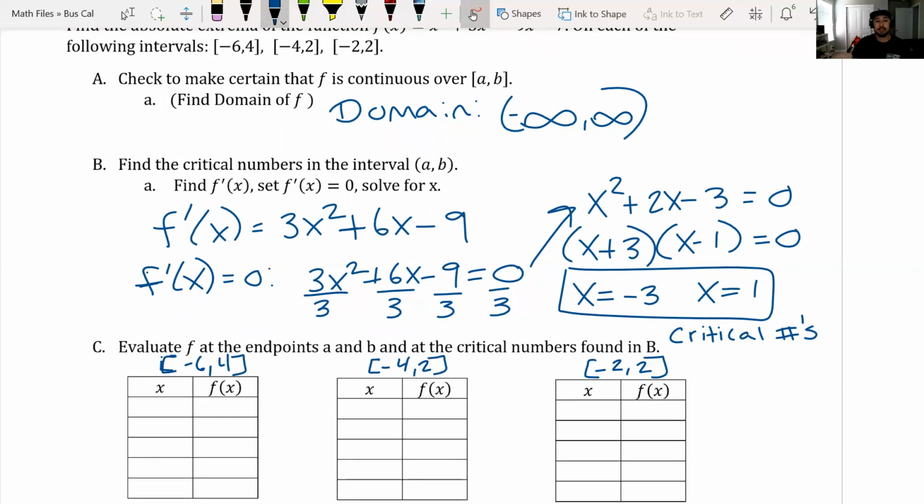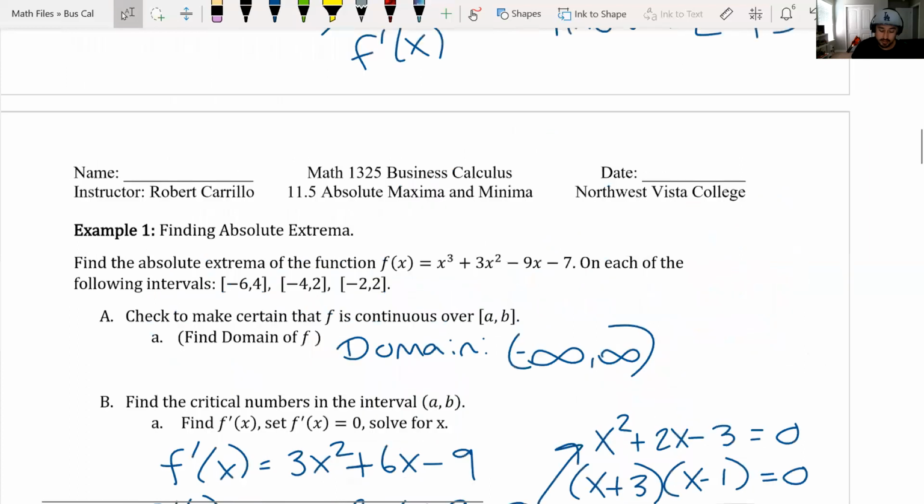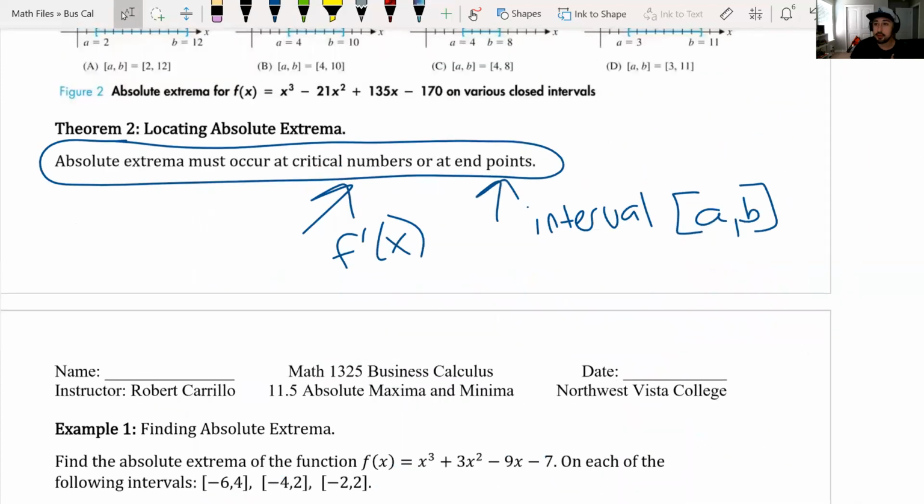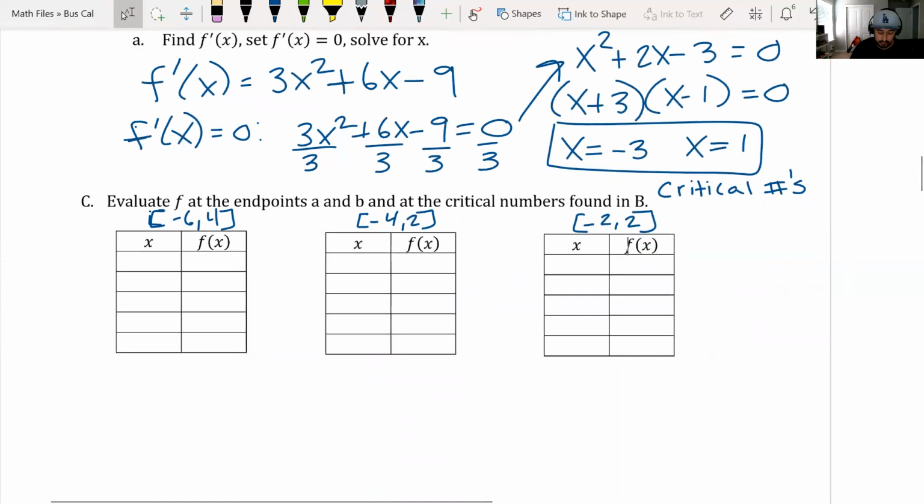Okay. Now, just like it says, we only want to evaluate the endpoints and the critical numbers. That's when I said I was going to reference this little theorem here. The only reason we want to use endpoints and critical numbers is because those are the only places that absolute extrema will exist. That's it. We don't have to choose any numbers other than the ones we're given and the critical numbers we just found. So let's try it out.